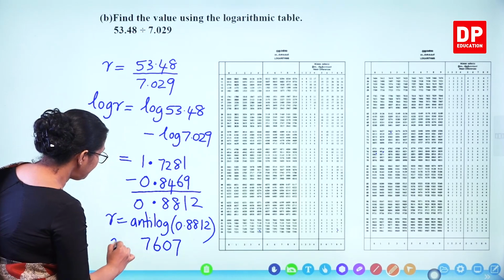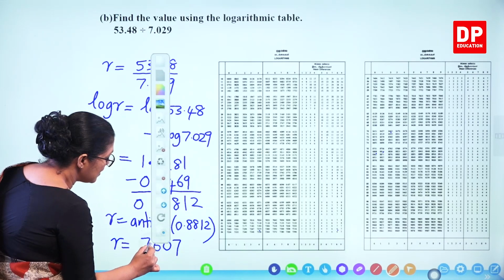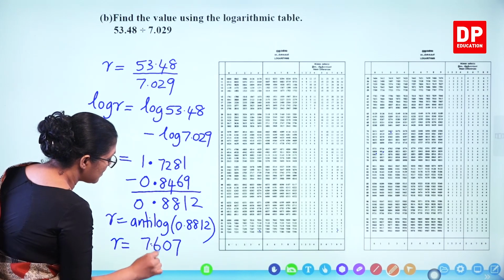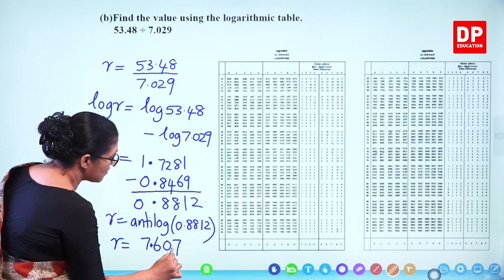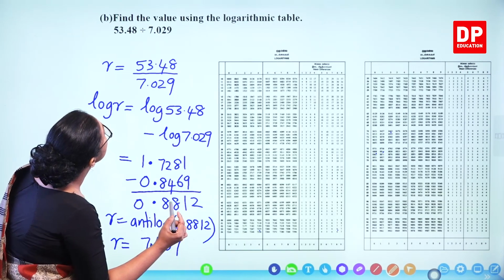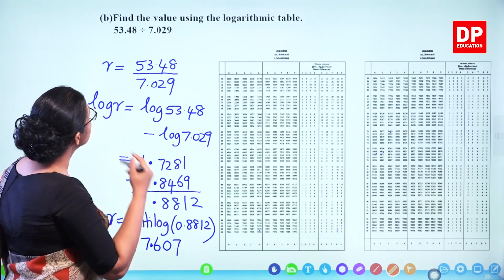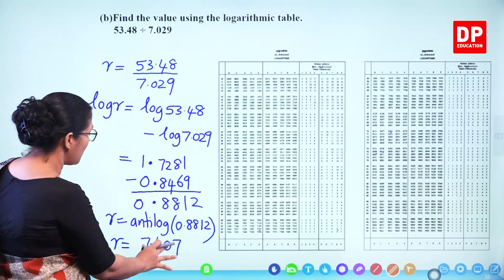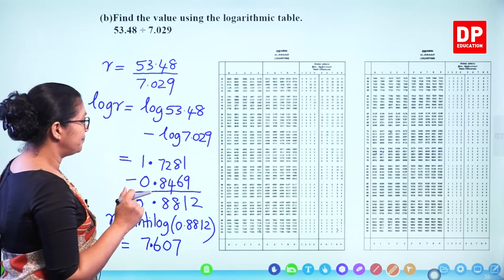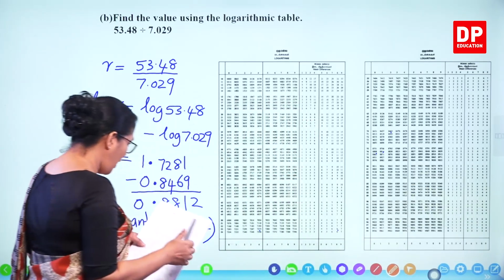7607. So this is 0 point, that means 7.607 is the answer. The units are not given, so you can't write centimeter or whatever. So just 7.607. Now we'll see how many marks for this part.